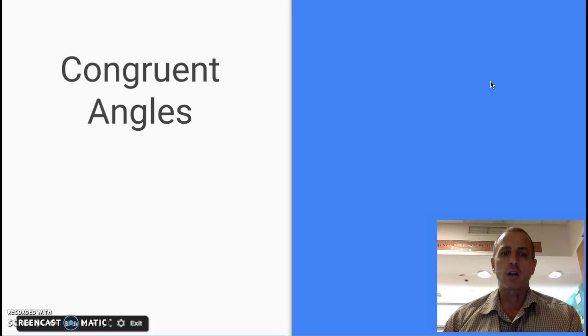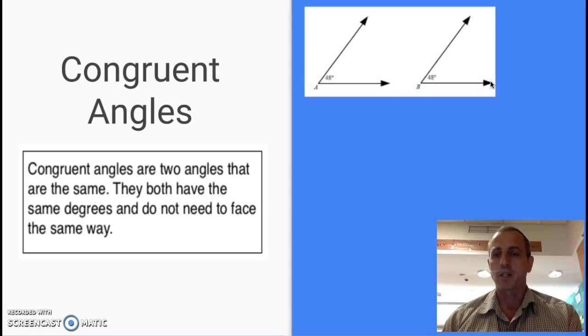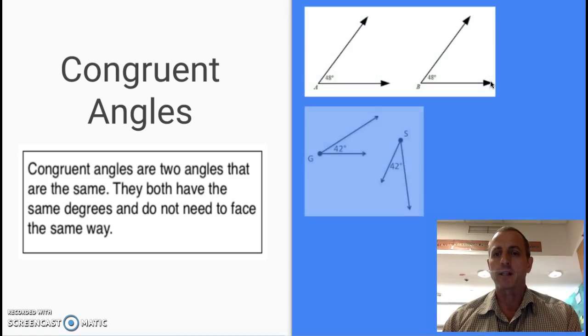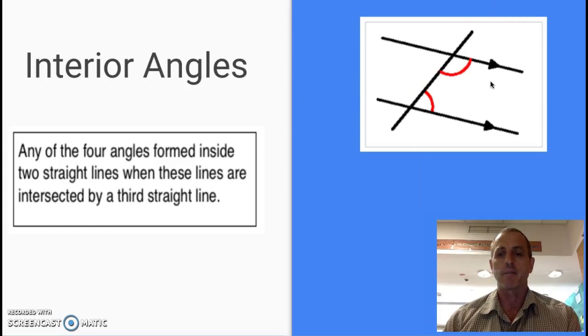Okay? A congruent angle is when you simply have two angles that are the same. So you can see these two angles are both 48 degrees, and these two are both 42 degrees. Now they're not facing the same way, but they're still congruent. They're still the same. So two angles that are the same.